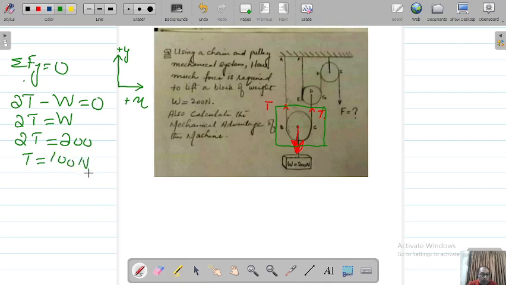This is very important: you have got T equals 100 Newton. Once this is done, you can go to the other part of your diagram. This chain has ended here, and this is another chain, going from here and passing to here until it reaches point F. The tension in this chain is not the same as the T equals 100 Newton in the previous chain.